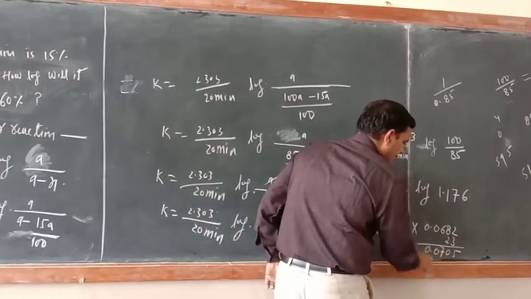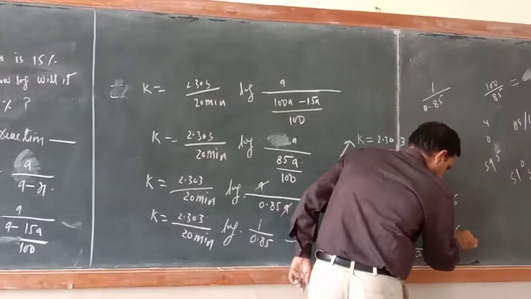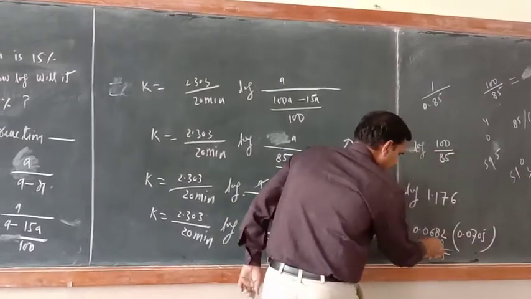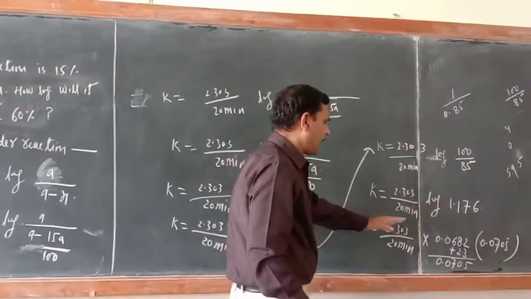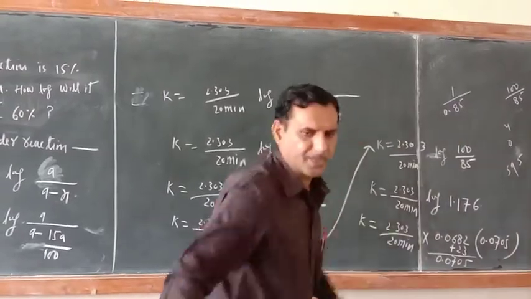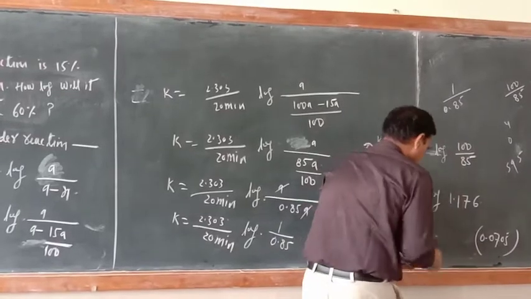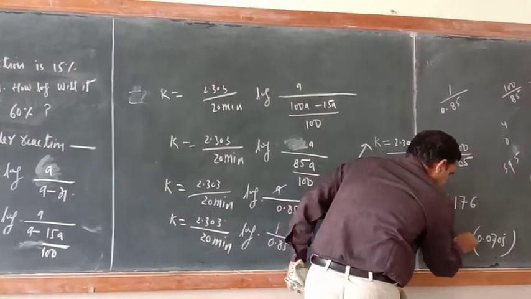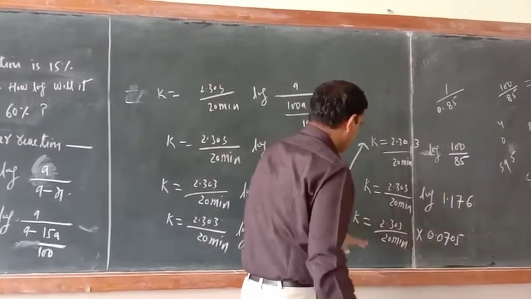Directly I am writing 0. In the bracket only I am writing 0.0705. So remember, this is the mean difference. 23 is the mean difference. You have to add the log table value here. So directly I will write here this value, 0.0705. This is there. Now this should be multiplied.